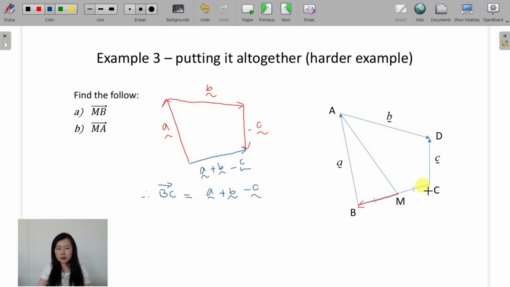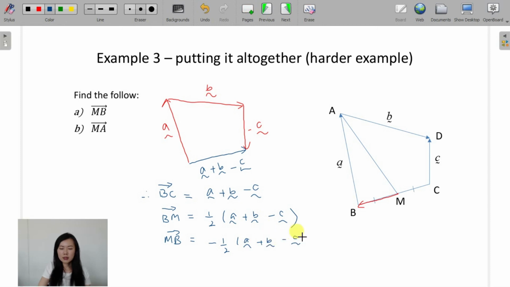Now, obviously, we didn't want to point in that direction. We want to point in the opposite direction, but it doesn't matter. Let's do the opposite direction first. So BM is half of that, because M is the midpoint, so these two are equal in length. And then MB, which is what we're after, is in the opposite direction, so you need to take the negative of that. That's basically it. All right, so how about MA?